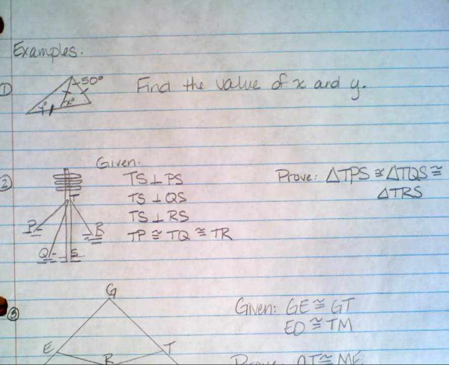Imagine that you have, for example, a teepee, and you have the sides that come down that hold up that teepee. I know that TS is perpendicular to the undrawn line segment PS, and that TS is perpendicular to the undrawn line segment QS, and that TS is perpendicular to the undrawn line segment RS. And I know that TP is congruent to TQ, which is congruent to TR.